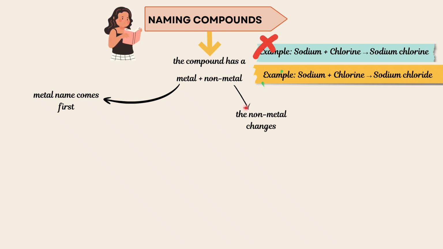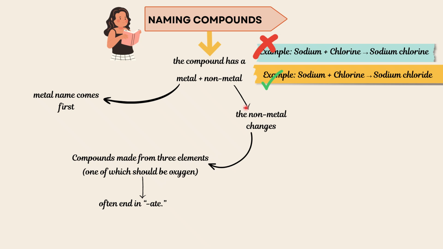Now, how to decide which suffix to be selected for writing the non-metal's name? Well, there is no such rule given, but still this is what we have got till now: if you have three elements combined together and one of them is oxygen, then always you will end the name of that particular non-metal with the letters ATE.